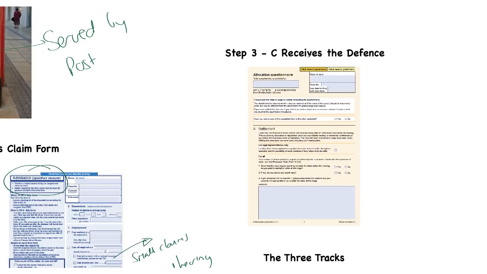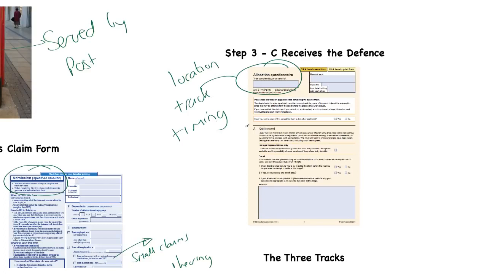And when the claimant receives the defence, the court will also send out allocation questionnaires to each party. And the purpose of the allocation questionnaire is to find the location, so which court is it going to be held in, what track it's going to be on, and we're going to discuss tracks in a moment, and the timing of the trial. So it's allocating a location, a track and a timing.